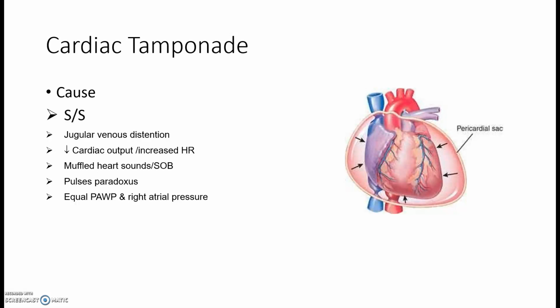That's why you're going to see jugular venous distension. Cardiac output will be decreased. Initially, the sympathetic nervous system will kick in by increasing the heart rate, thinking that it can compensate for decreased cardiac output. Because of the fluid accumulation, you will hear muffled heart sounds, shortness of breath because of the fluid in the lungs, and the wedge pressure of the left ventricle and the right atrial pressure will equalize.